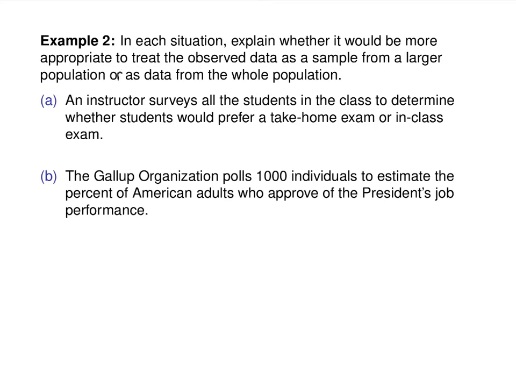In each situation, explain whether it would be more appropriate to treat the observed data as a sample from a larger population or as data from the whole population. So an instructor surveys all the students in the class to determine whether students would prefer a take-home exam or an in-class exam. Now, a lot of this depends on the context. If it's the whole group you're interested in, it's the whole population. So since this instructor surveys all the students in the class, we can pretty safely say that is the whole population.